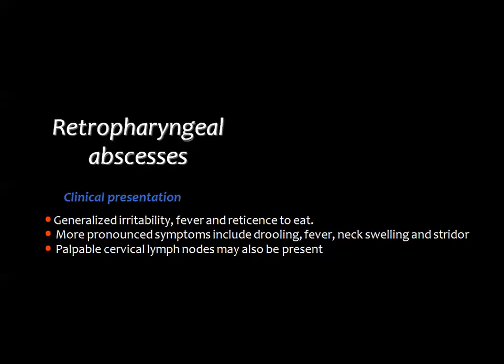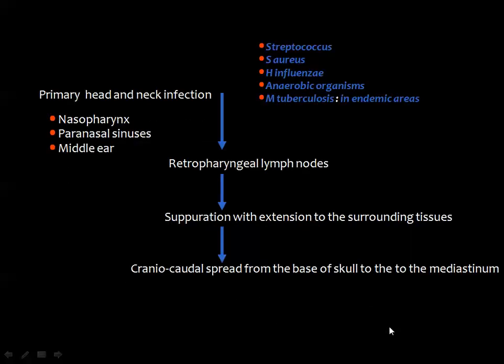Then the clinical presentation is usually fever and sometimes painful swallowing, and you get neck swelling due to lymph nodes, and sometimes stridor due to compromise of the airway. And also you may have palpable cervical lymph nodes. And the primary infection may be present in the nasopharynx, in the paranasal sinuses, or in the middle ear.